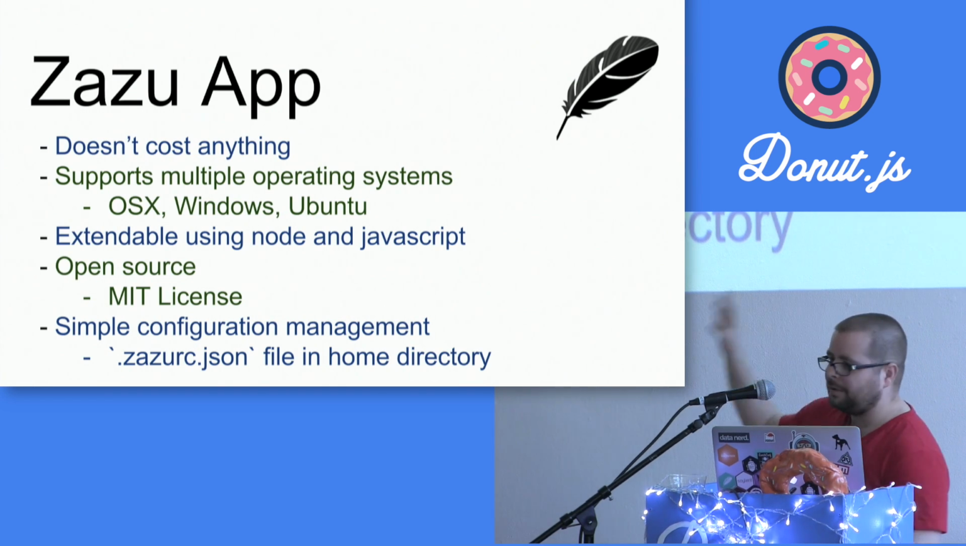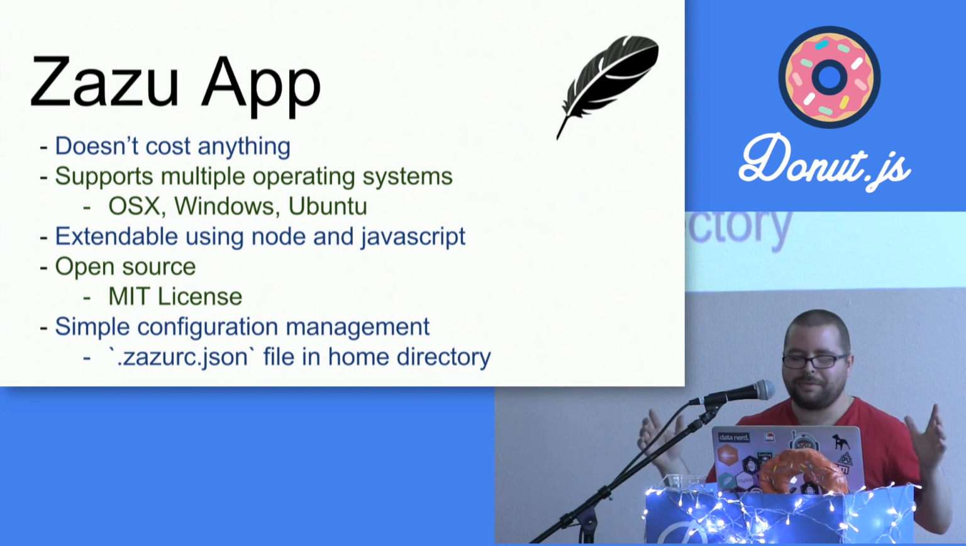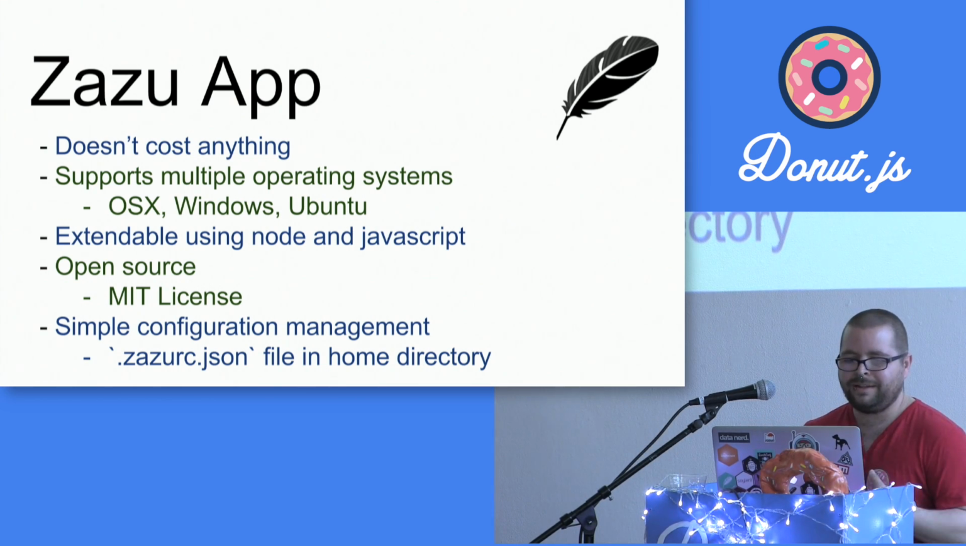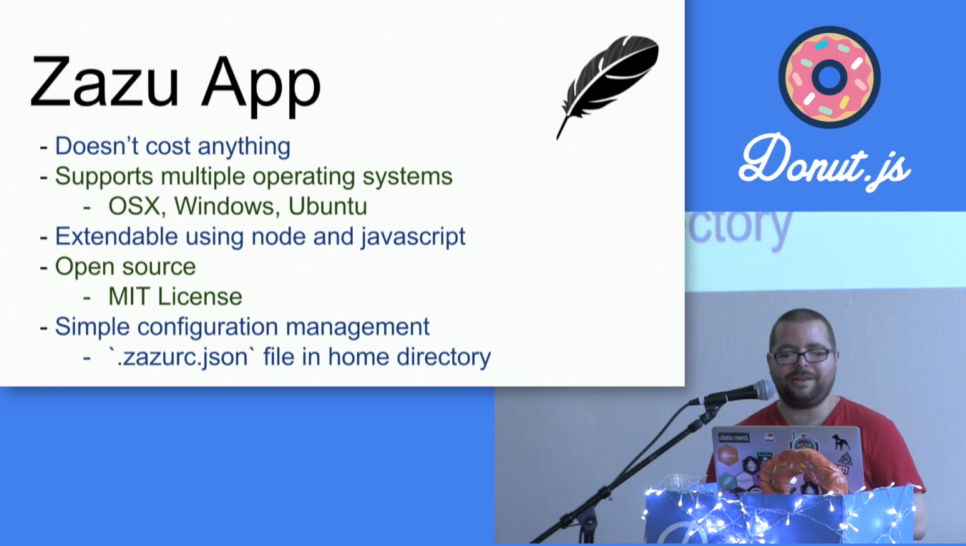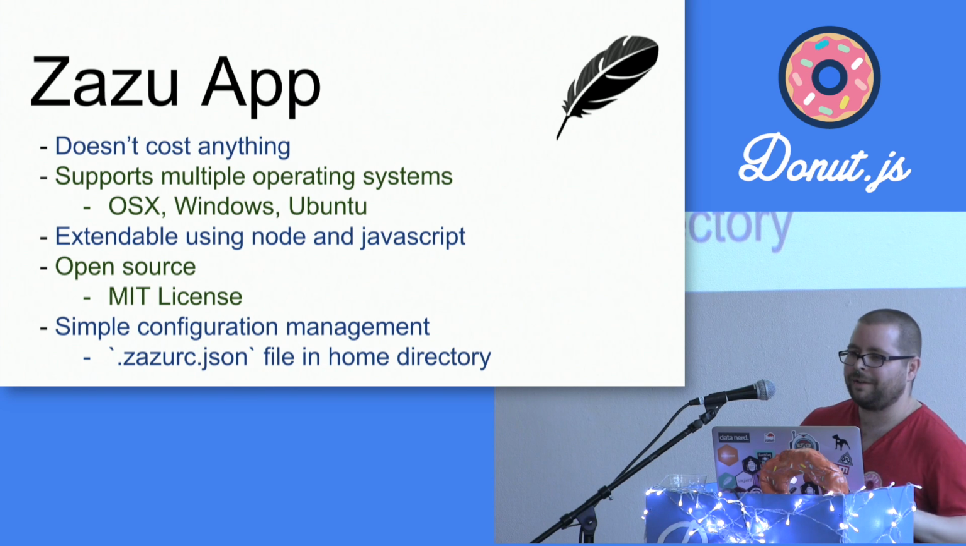So there's a lot of text here. I'll go over it. But Zazu, which I'm always really excited about, so if I'm talking too fast, just tell me to slow down. It's obviously free. It's MIT license. It's on GitHub. It's written in Electron, which I'm sure some of you know what Electron is. So it runs in OS X, Windows, Ubuntu. It actually runs in a lot more than that, but I only compile for those three because those are the three that I use the most frequently.